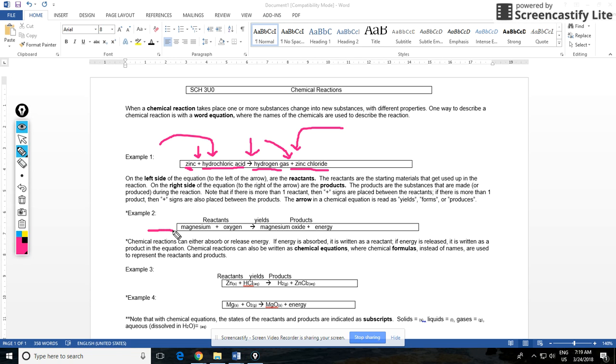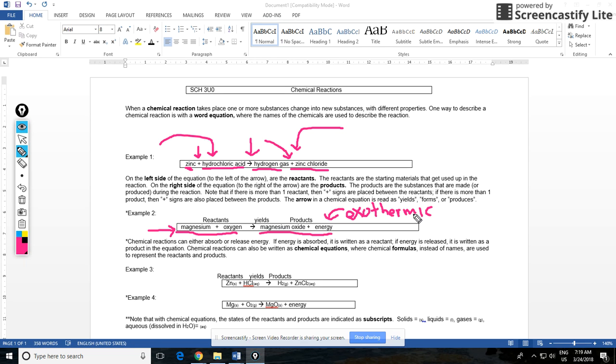Here's another example of a word equation. Again, we have our reactants on the left side, our products on the right side. Notice that you can actually write energy in an equation. If energy is released, given off by the reaction, you can write the energy on the product side, and we would say that's an exothermic reaction. Exo meaning to exit, so the energy exits the system, is released.